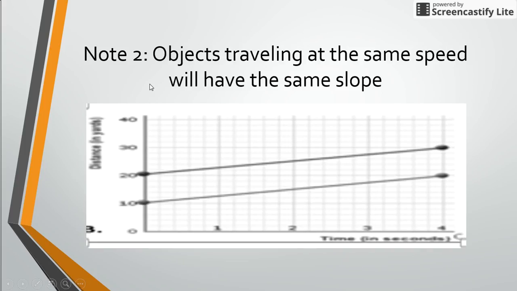Note number 2, objects traveling at the same speed will have the same slope. So I know that these two lines are traveling at the same speed because they're covering the same distance over time. One line is just starting 10 meters in front of the other. So they're both covering the same distance in 4 seconds. One line is just starting at 10 meters while the other is starting at 20 meters.